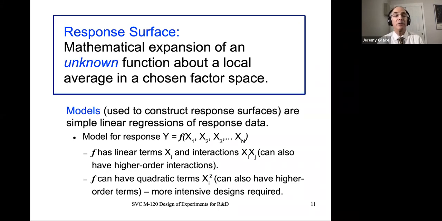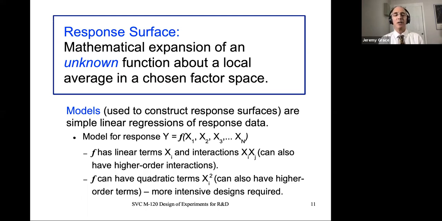We should bear in mind that we are trying to create a model and generate a response surface. At the final stages of a DOE practice, you've whittled down all your factors to the most important, and now you want to create this response surface to help guide you as to where the good stuff is or what happens when you change these factors. And that surface is a mathematical expansion of an unknown function about a local average in a chosen factor space.